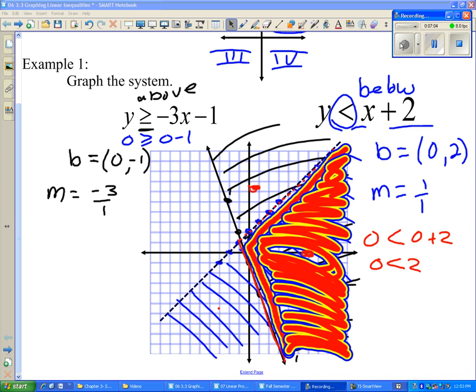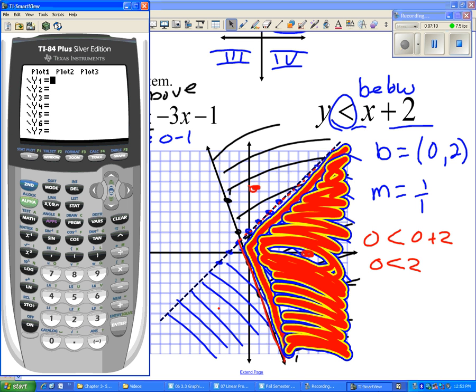So there's another way to check this, and I need to make sure to check this. I want to check this by looking at my calculator. In my calculator, I can easily type in negative 3x minus 1 and x plus 2. What I need to figure out is what type of calculator I have. If I have a TI-83, I can just arrow over to the left of the y equals. If I look at this, I can now change this to greater than or less than.